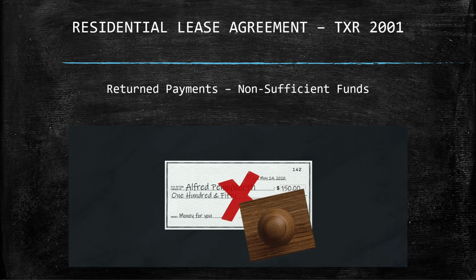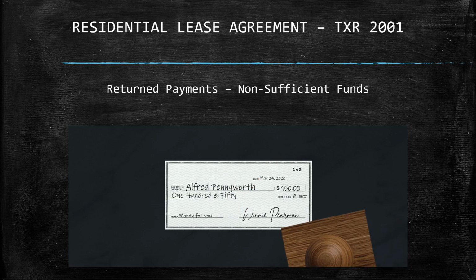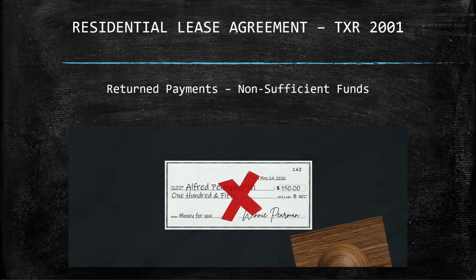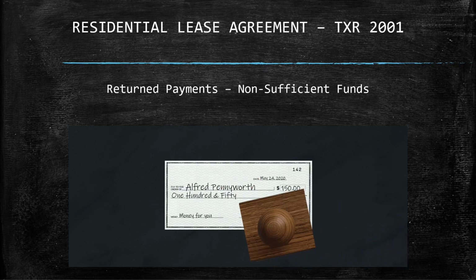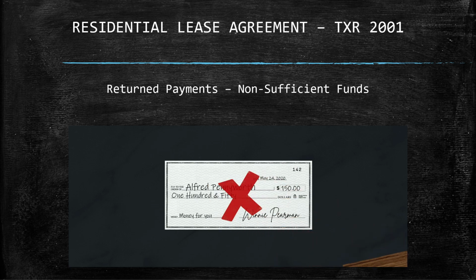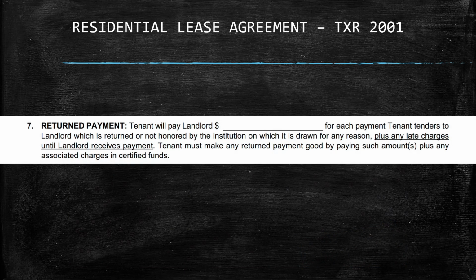And here, usually we're talking about checks being returned for non-sufficient funds, or perhaps electronic payments being rejected for non-sufficient funds. It's also pretty common to see payments rejected because they're drawn on a closed account, things like that. But for whatever reason, the tenant presents a payment, but it is not honored by their financial institution. And the lease talks about what happens between landlord and tenant when that situation arises.